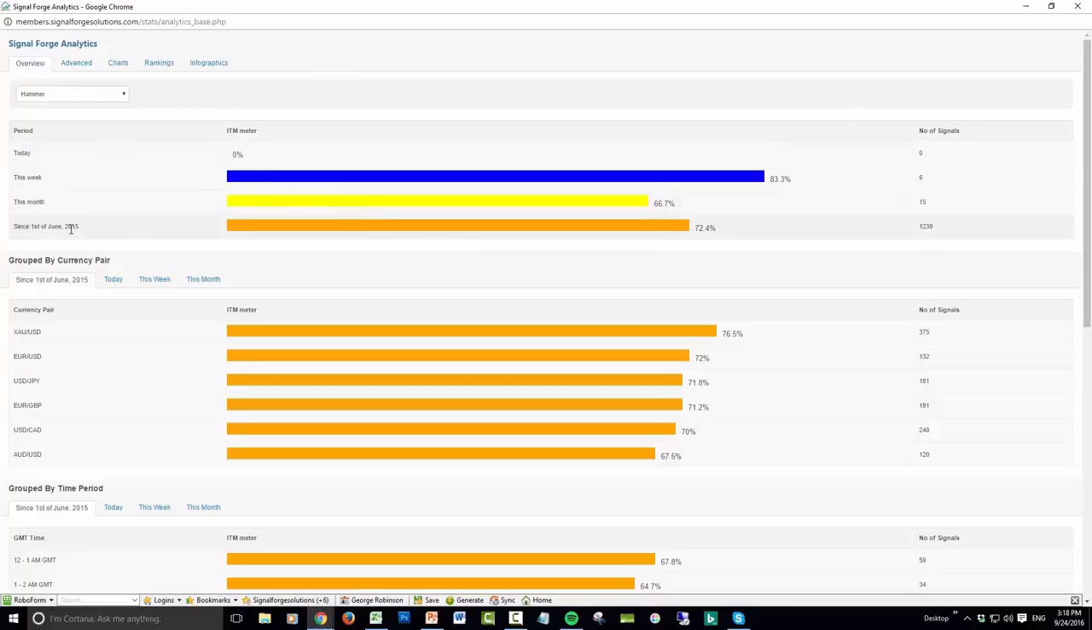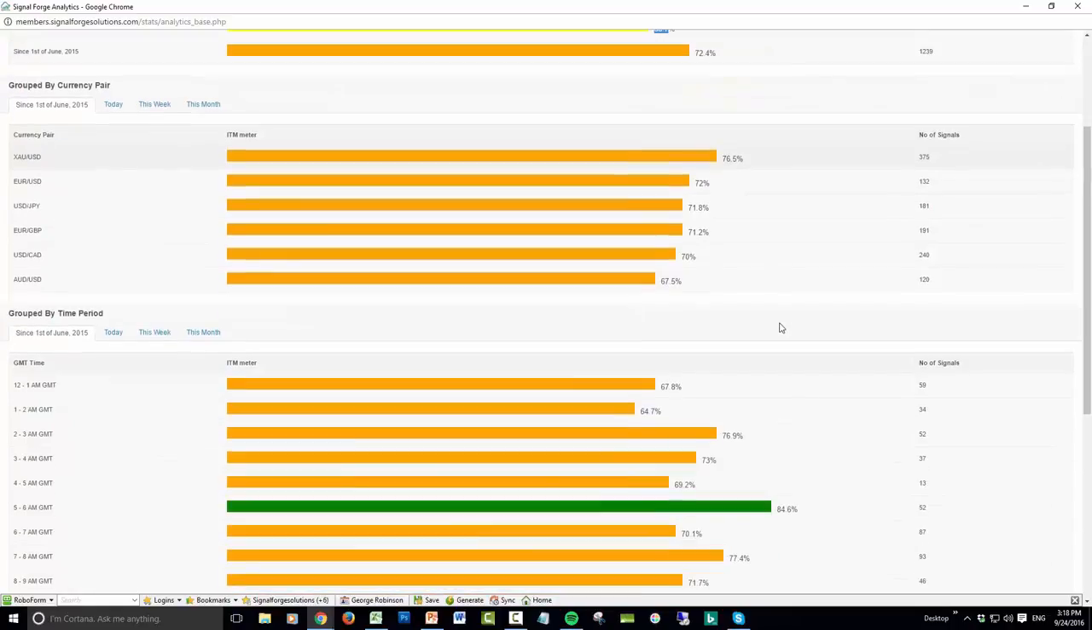So you can see since the 1st of June 2015 it's got a 72% accuracy rate, and it's had 1,239 trades. Then we've got this month, this week, and today. Now this accuracy rate is pretty important, and we'll come down to that soon, but really it needs to be above sort of 56% for the system to be profitable.